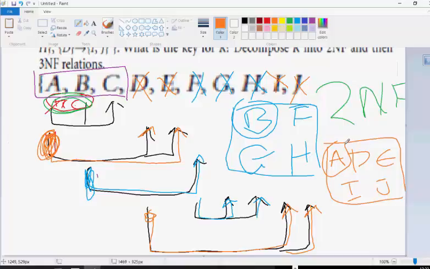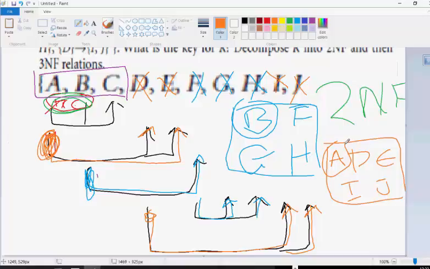So the question she was asking about is, for this one, when we get here, we have to ask ourselves again, given the keys that we have, so A, B, C, what is the key? A, B is the key there. For B, F, G, H, the key there is what? B. For A, D, E, I, and J, the key is A. But right now, if I leave these three tables, I am in second normal form, because nobody of these three has a partial dependency on a key.